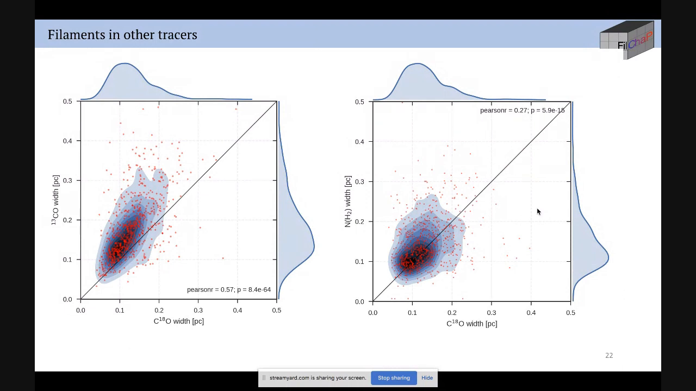So 13CO and C18O showed strong correlation, whereas the widths calculated from the column density map and C18O showed weak correlation. The reason for this is that the column density map and the C18O map do not always trace the same kind of structures. The column density map might be tracing several structures along the line of sight, whereas in C18O we're able to disentangle all these structures. And also in the densest parts of the cloud, the C18O freezes out, obviously, leading to larger widths than that calculated from the column density map.